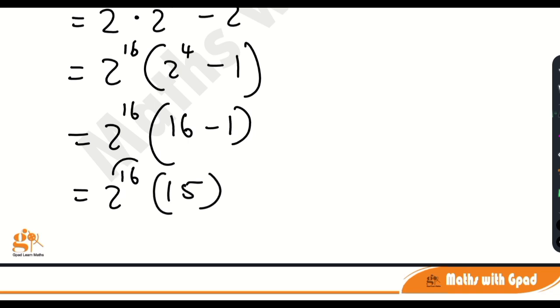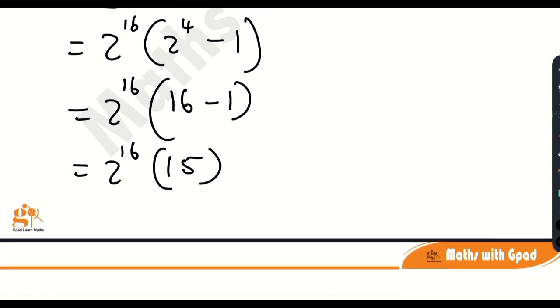I'm going to break 16 down to 10 plus 6. It will be easier to do 2 raised to the power 10 and 2 raised to the power 6. So I'm going to write 2 raised to the power 10 plus 6. 10 plus 6 is what? 16. Okay, then times 15.